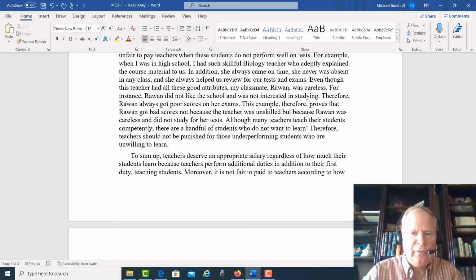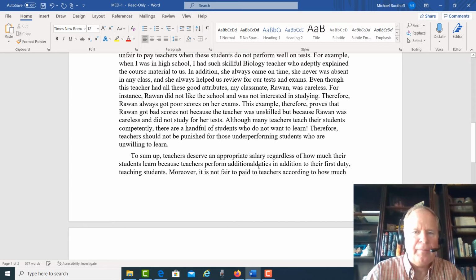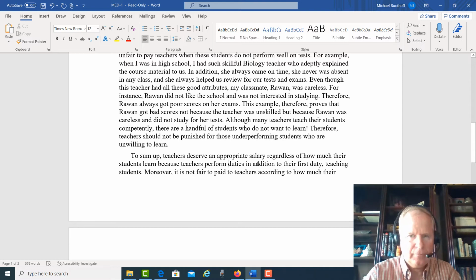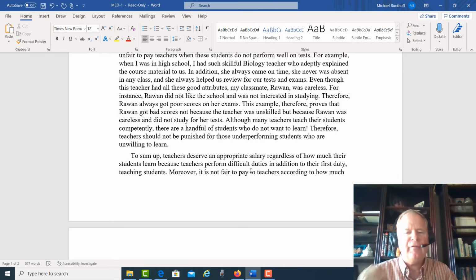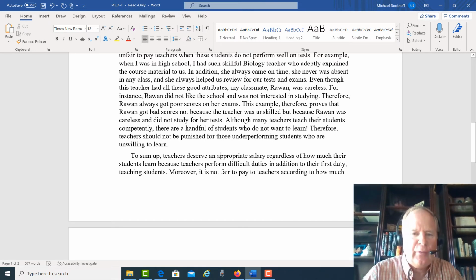Teachers perform additional duties. They perform difficult duties in addition to their first duty, teaching students. Moreover, it is not fair to, you want to say here, pay, not paid. So when using an infinitive, you have to use the base form of the verb there.